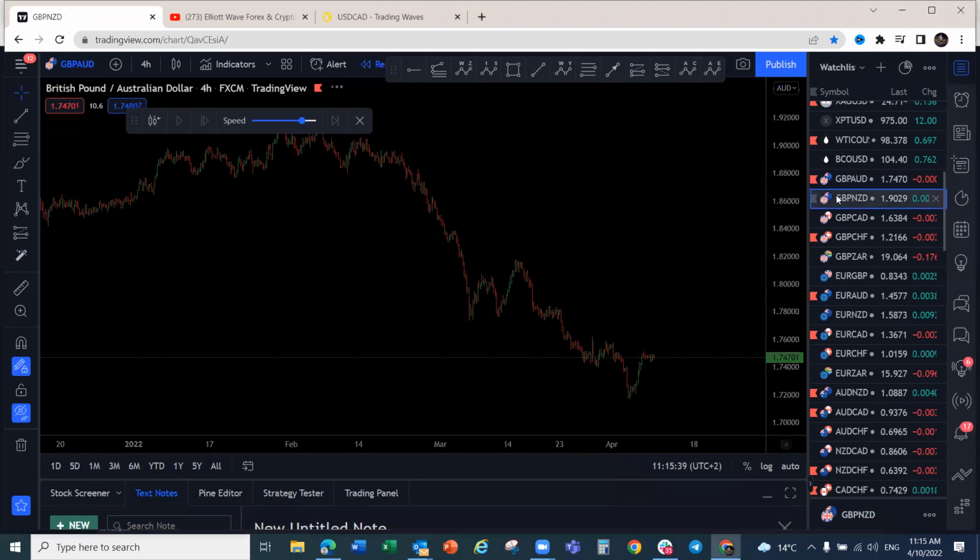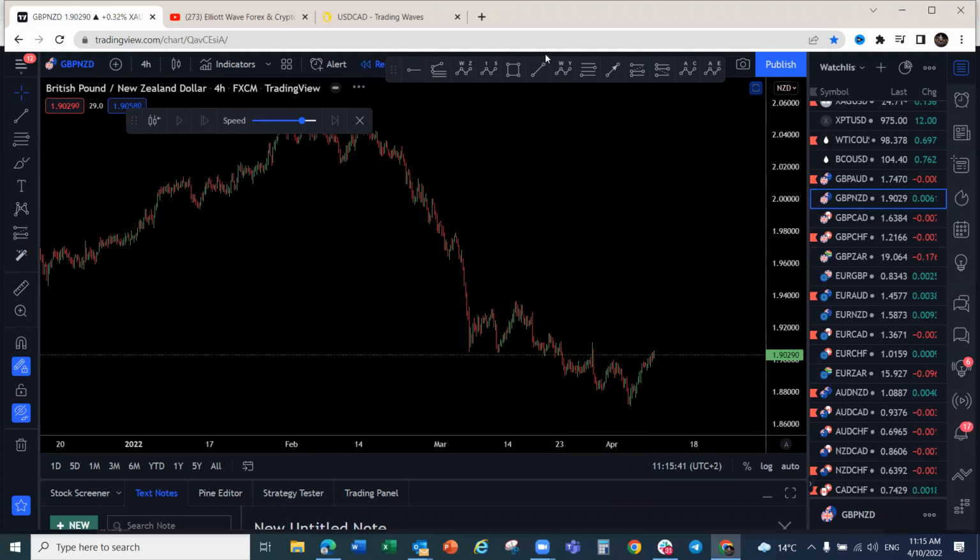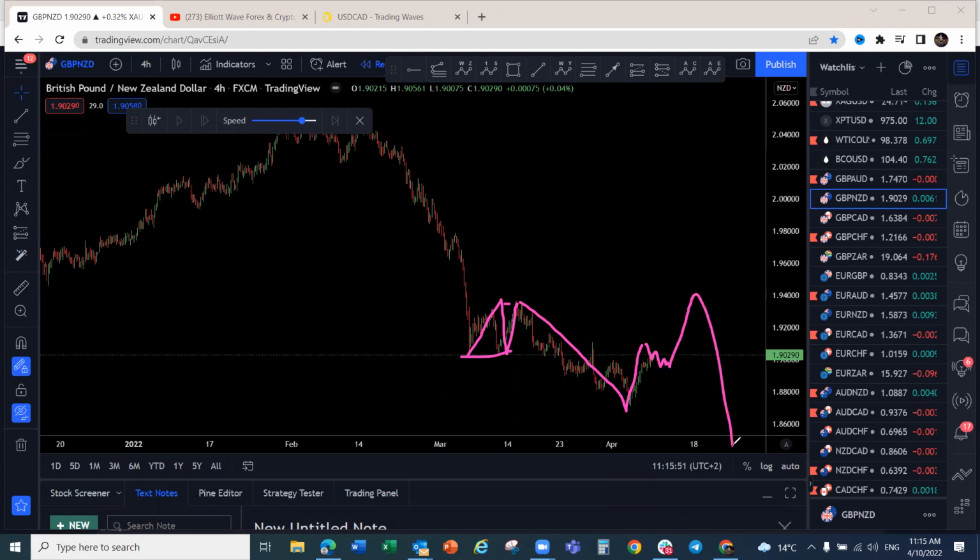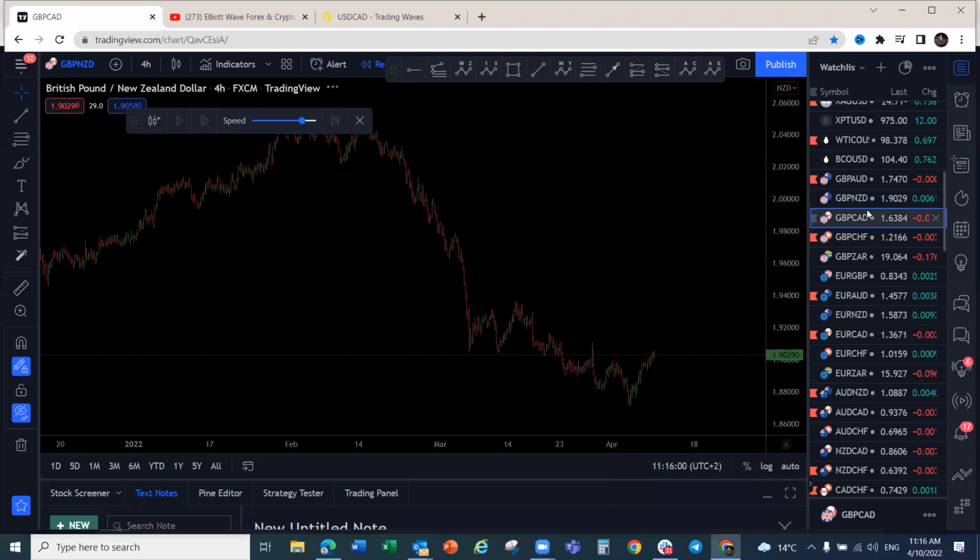Pound New Zealand the same. Nothing new on pound New Zealand. You can see we have been selling even from here. As soon as it gives us these corrective structures, we look to sell. So here we've got a pulsing move. This can push up a little bit higher to around these levels, but this is still long-term bearish. Whenever this structure completes, then you look for sell setups. At this stage, still just pulling back, no sell setups.